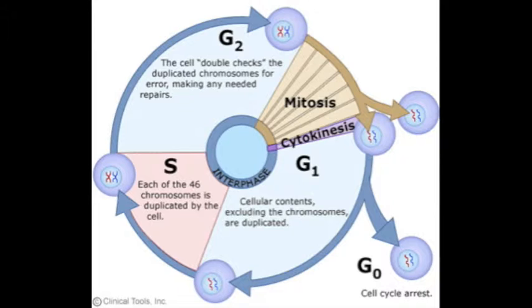Although during all three subphases, the cell grows by producing proteins and cytoplasmic organelles, chromosomes are duplicated only during the S phase. The mitotic phase, or M phase, is much shorter than interphase. The M phase includes mitosis and cytokinesis.